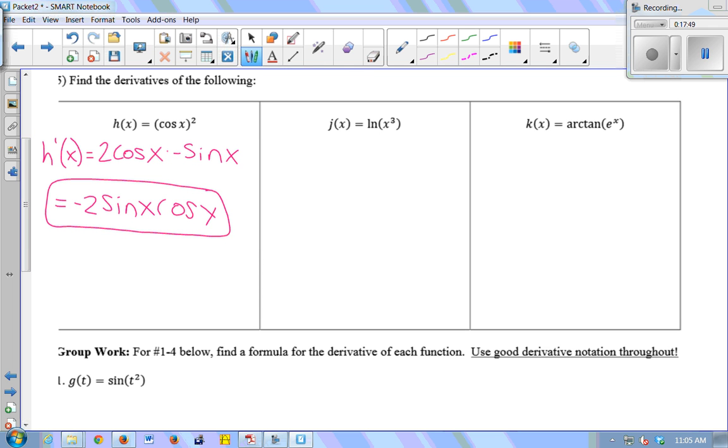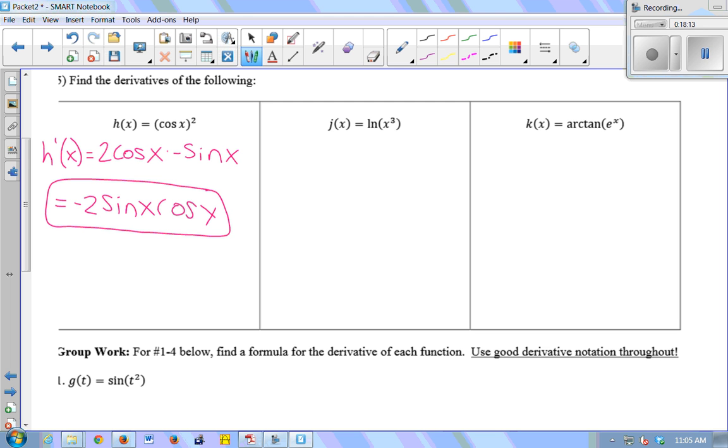All right, so for j and k, when I'm trying to find j prime and k prime, I'm going to do it using Leibniz notation. When you're taking derivatives, you can do whatever method makes the most sense to you. So far, we've just been using sort of the English version. The Leibniz notation version can be really handy if you're stuck and you don't know what to do first.